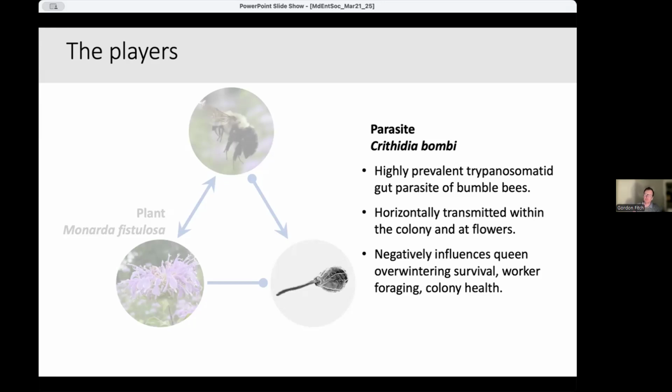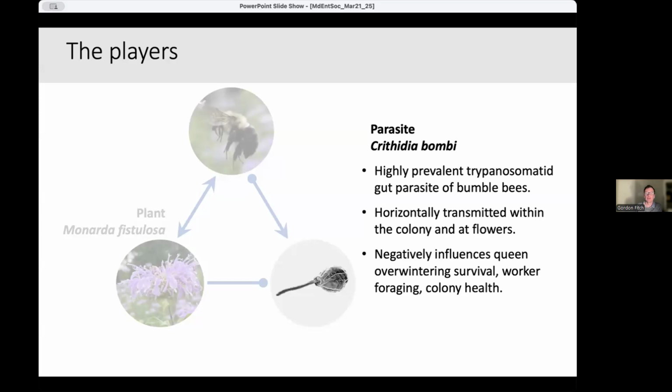Then after a while, it's reproducing, and new cells get shed when the bee poops, and bees aren't the most sanitary, so they are frequently pooping where they eat. Then other bees will come along and, in sipping up some nectar, will also sip up some Crithidia, and they get infected that way. Also, with social bees like bumblebees, they'll bring it back to their colony and can very quickly infect the whole colony. So this is a highly prevalent disease in most places that we've looked for it.